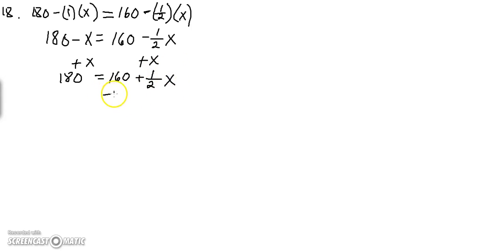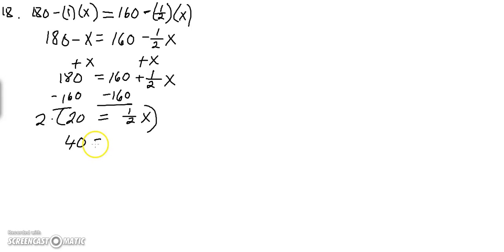Next step would be to subtract 160 from both sides. That gives me 20 over here is equal to 1/2 x. The last step is going to multiply everything by 2 to get rid of the half. So this gives me 40 is equal to x, and there's my answer. So the answer for this one is choice H.